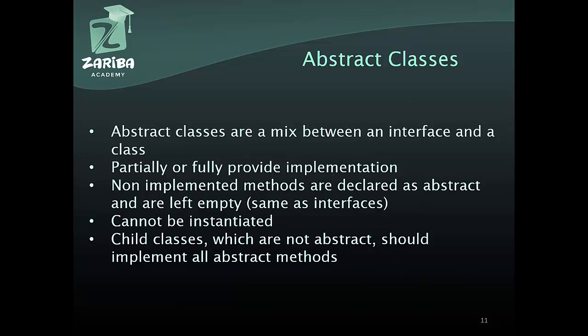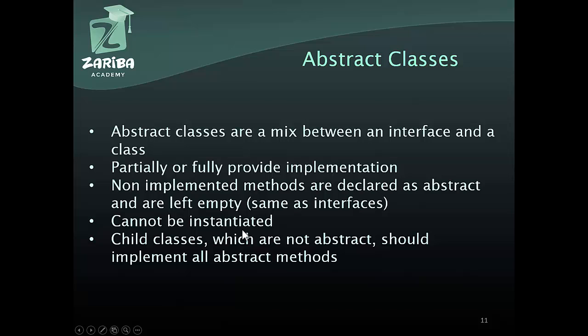So I can skip it the same way that I did with the interface. I just describe the method but don't give any implementation of it, so I can skip it, or I can implement it in full. Not implemented methods are declared as abstract and are left empty, same as the interfaces. Abstract classes cannot be instantiated, and this is kind of the point, right?